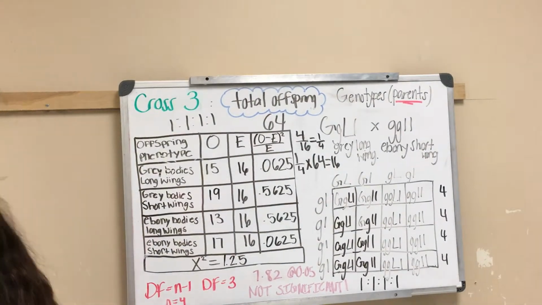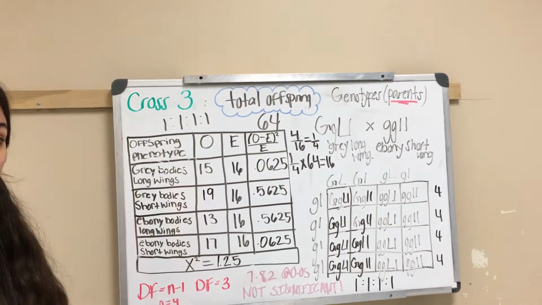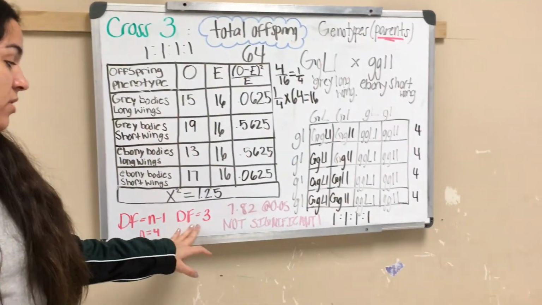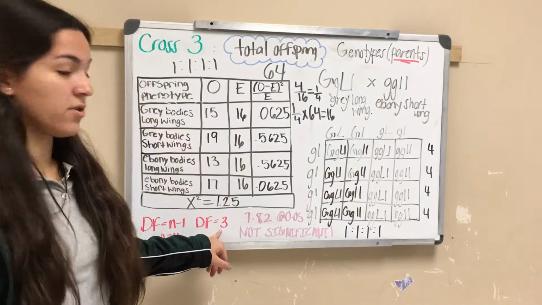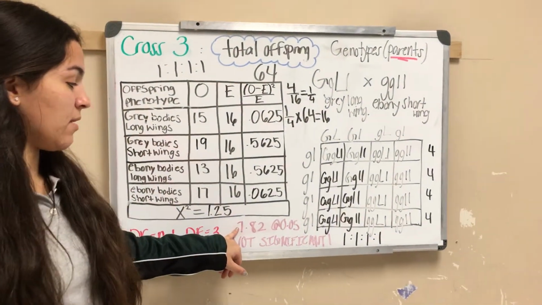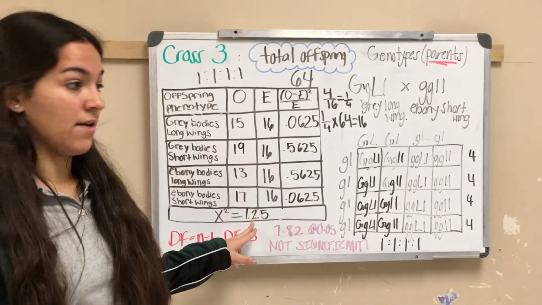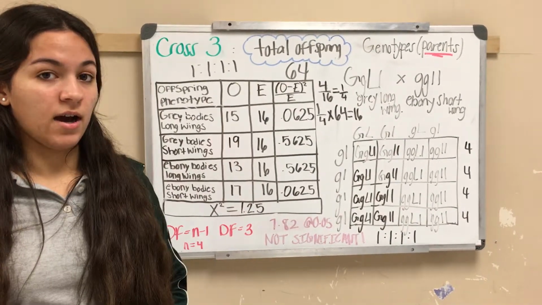And in order to find out, you need to find the degrees of freedom, which is n minus 1, n being the amount of phenotypes or the different categories, which is 4 minus 1, which is degrees of freedom of 3. And when you go into the table and cross the 3 with the 0.05, you find out that the probability of 7.82 is greater than 1.25, which makes the difference between the observed and expected not significant.